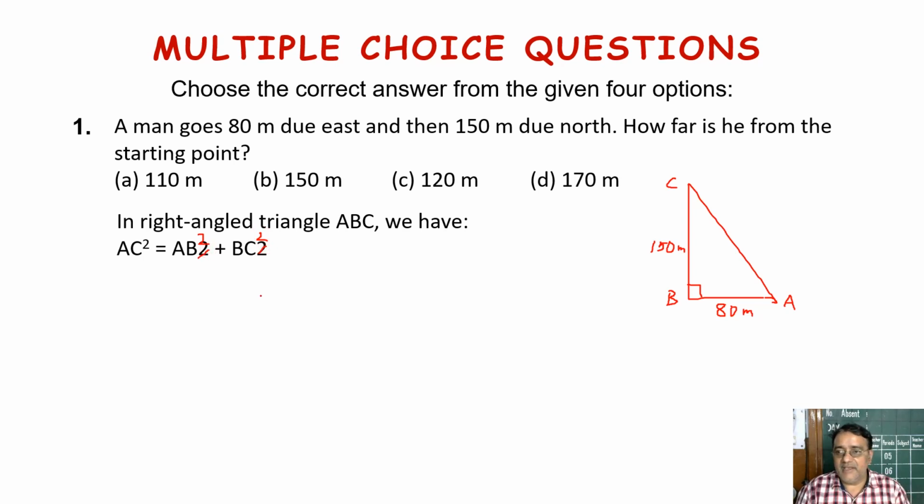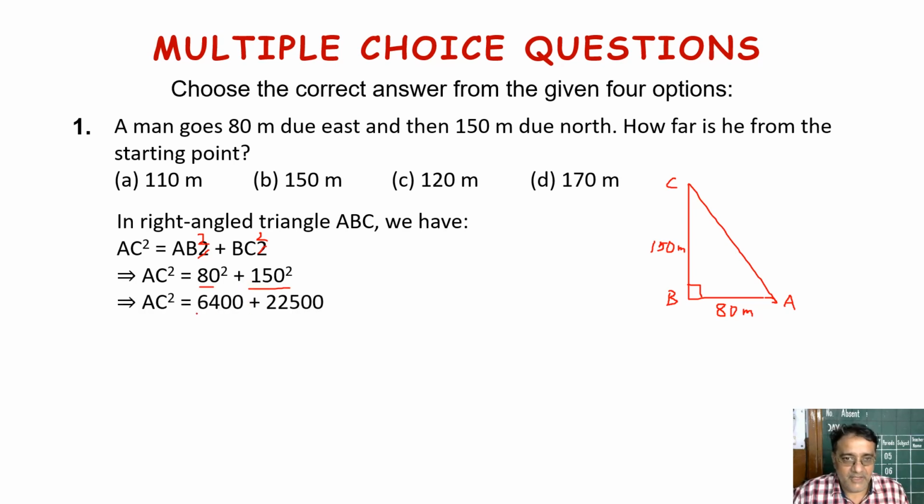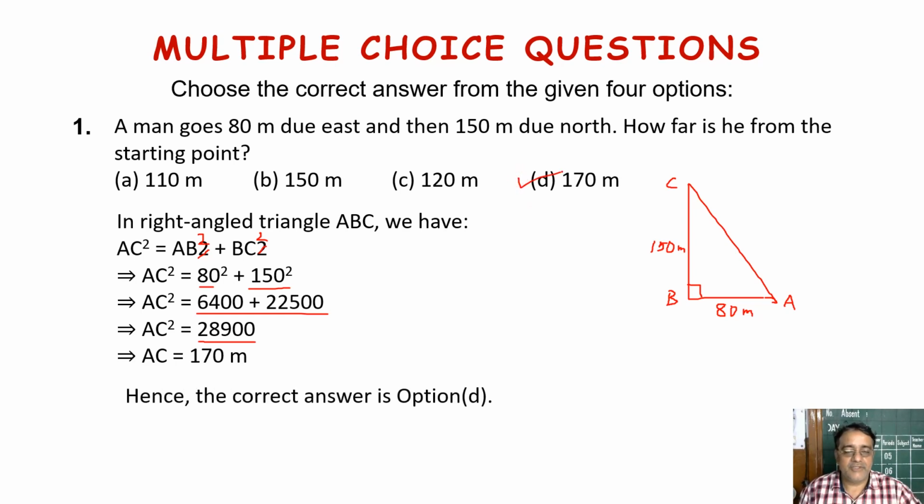So AB is 80 and BC is 150. So 80 square plus 150 whole square. 80 square is 6400 and this is 22,500. If you add these two, you will get 28,900. So what is the square root of 28,900? 170. Very good. So which option is the correct one? Option D, right. So this is the first question.